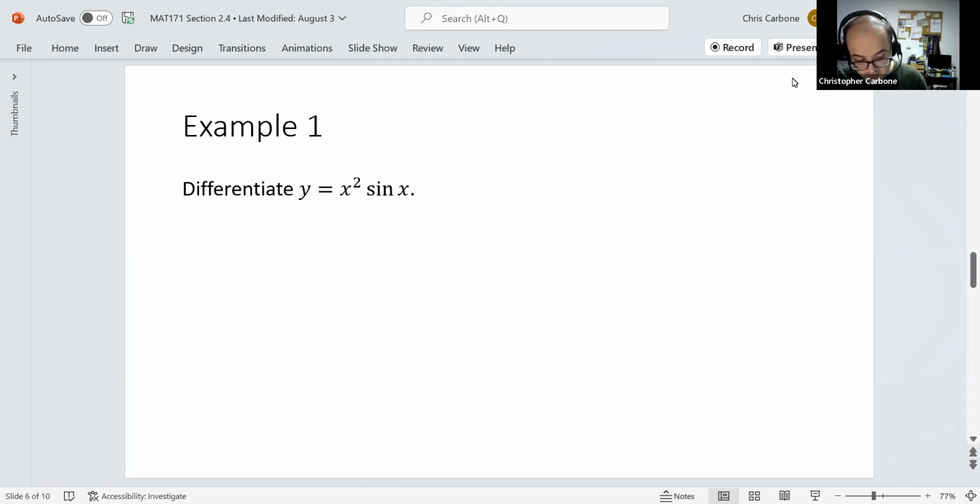So, what does that mean? Well, we could differentiate, in this case, x squared times the sine of x. Based on the product rule, if we let u here be x squared, the derivative of u is 2x. If we let v be the sine of x, then based on what we just saw, the derivative of v would be the cosine of x.